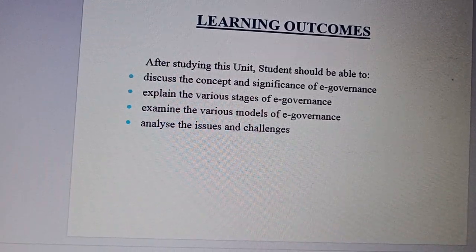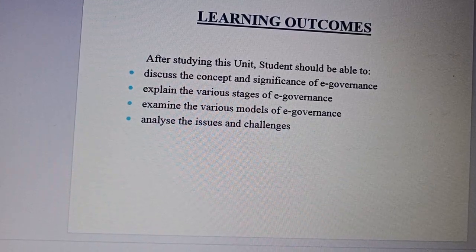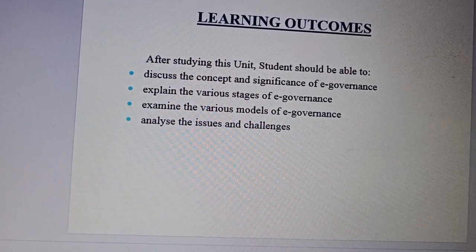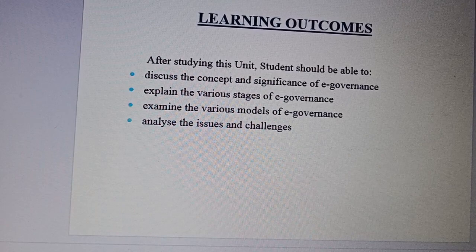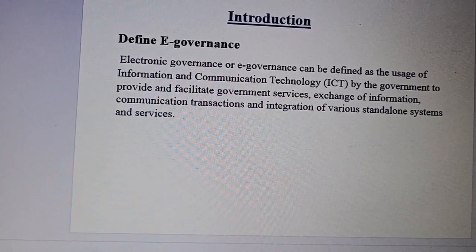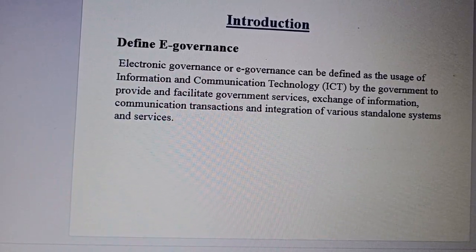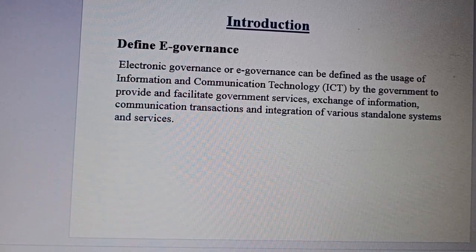Because we have to study all models of e-governance. Then analyze the issues and challenges, that means what are the different challenges, problems or issues we can discuss in the e-governance subject. So first of all, we start with a simple introduction of e-governance, that means the definition.